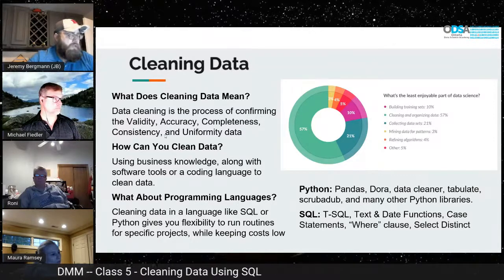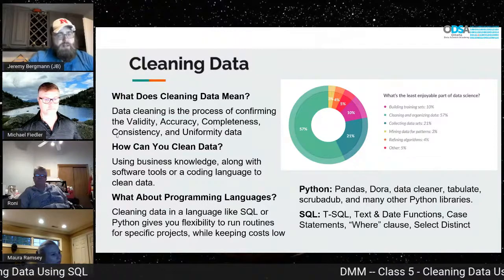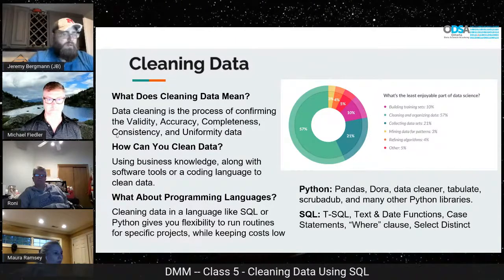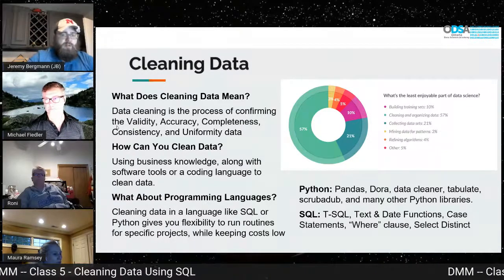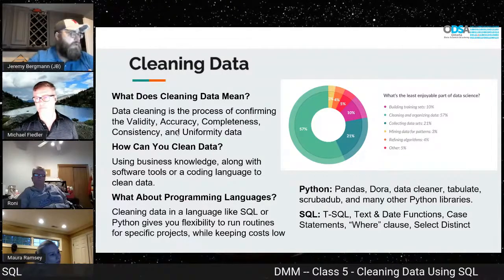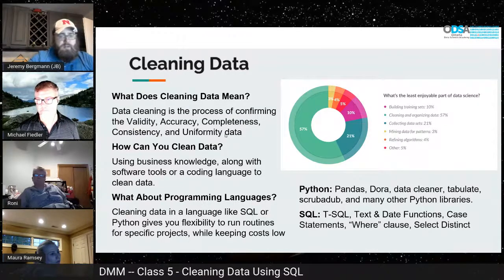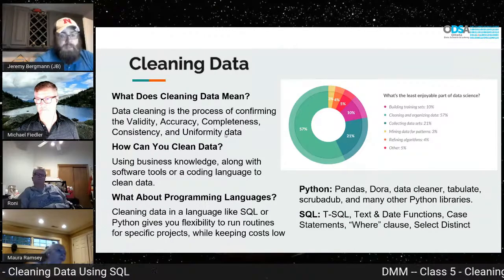Is it consistent? So maybe you have products in two different tables. Is it consistently updated in one? Is it consistently updated in both? Are they a little bit different? And uniformity of data: does it match certain values like you would expect? So there's actually quite a bit that can go into it.